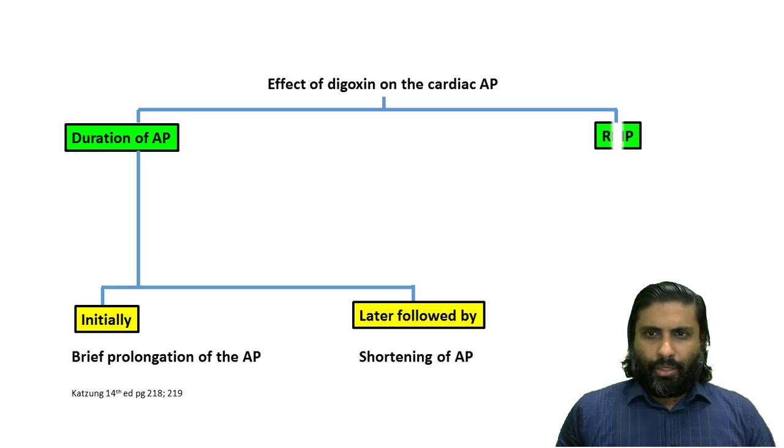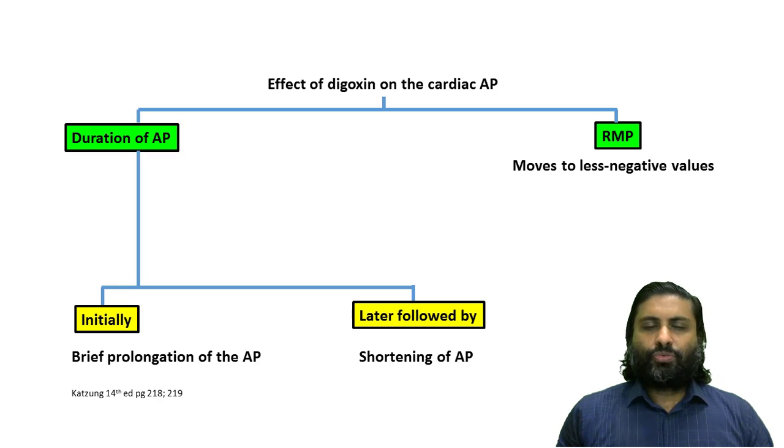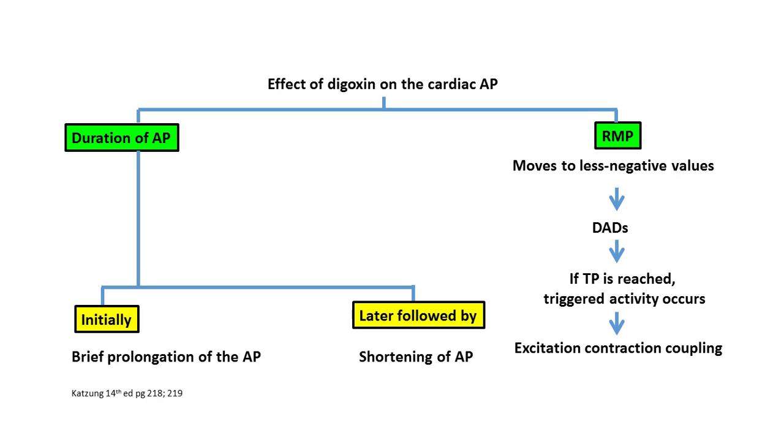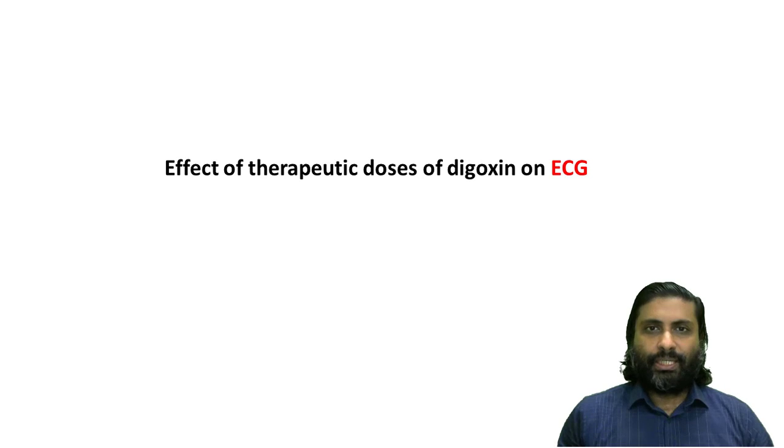Right. So, the effect of digoxin on the resting membrane potential would be to move it to less negative values, to produce delayed after depolarizations which, if they reach the threshold potential, can lead to triggered activity and cause extrasystoles or ectopic beats. So this was the effect of digoxin on the cardiac action potential. What would be the effect of digoxin on the ECG?